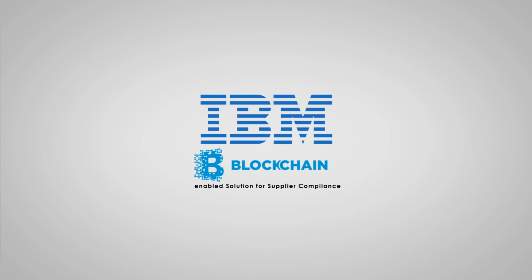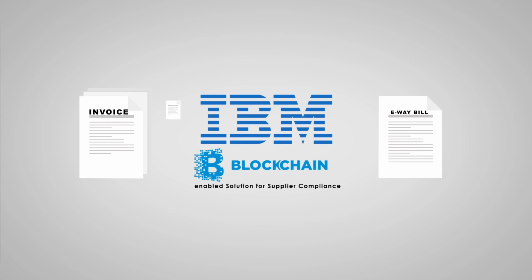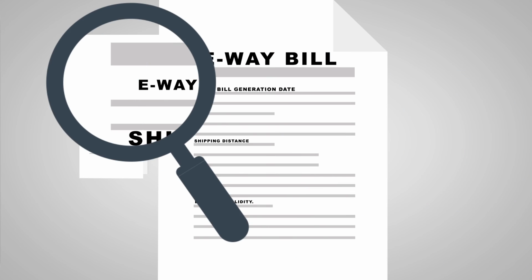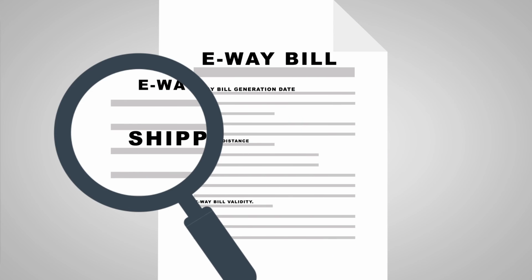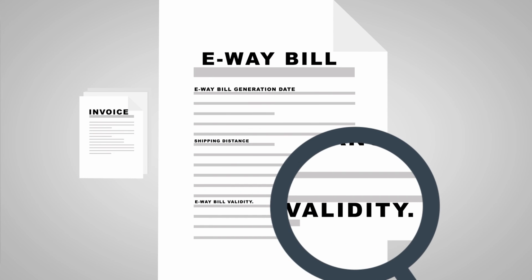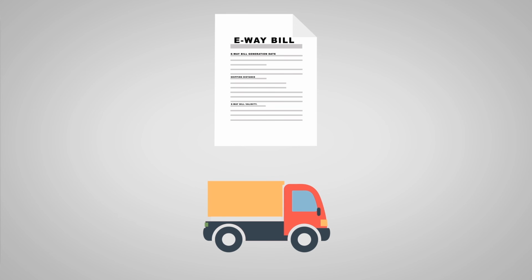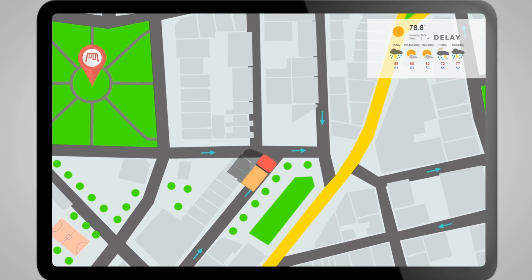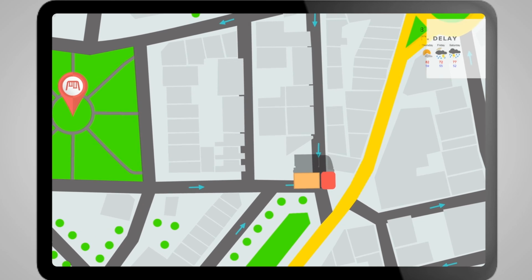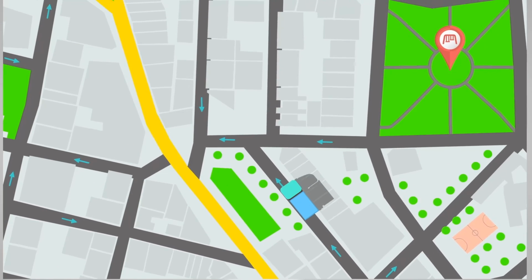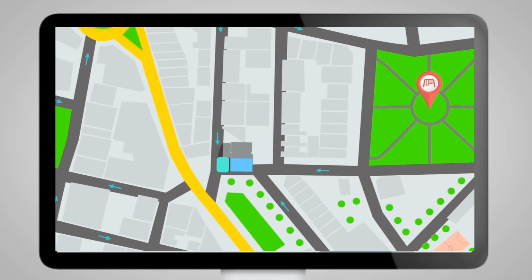The IBM blockchain-enabled GST and e-way bill compliant invoice lifecycle management system can come to Rohan's rescue as well. Invoice information captured on blockchain along with transporter details is used to pre-populate the e-way bill, which can then be used to generate the e-way bill. The solution can track the e-way bill generation date, shipping distance, and e-way bill validity, and use updates from the logistics provider on shipping status to flag potential delays. Thus, the solution helps with end-to-end compliance on the requirements of both GST and e-way bill.